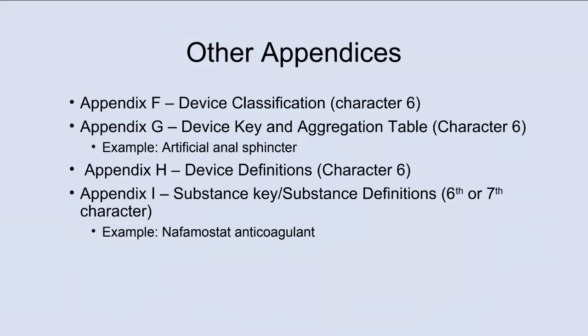So you have Appendix F, device classification, Appendix G, device key and aggregation table, Appendix H, device definitions, Appendix I, substance key, substance definition. And we talked a little bit about that before, that sometimes the substance is listed separately and sometimes it's not. For example, nafamostat, anticoagulant, is listed in the index and also in Appendix I. Now, Appendix I also lists the trade name.